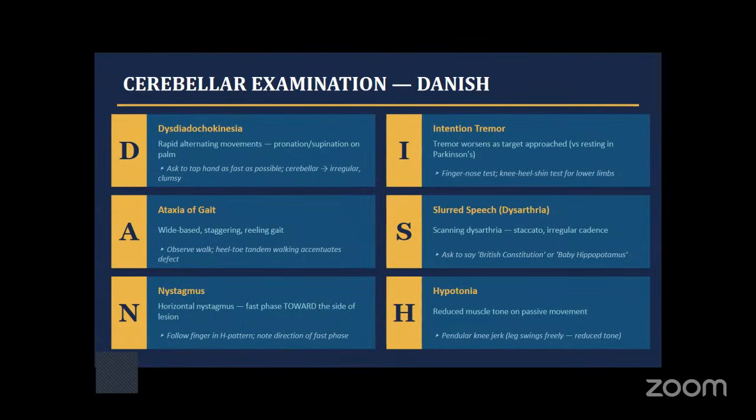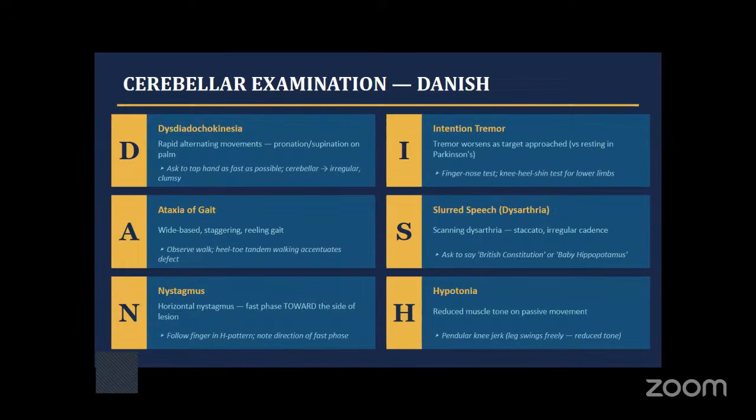The cerebellar examination is shortened by DANISH. So D for dysdiadochokinesia, rapid alternating movements of pronation and supination on the palm. And in this case, you're just assessing, first of all, for the ability for the patient to do it. We usually start with the dominant. If the patient is right-handed, we will start with the right hand first and see if the patient can do it. Then can they do it accurately? We're also looking at the speed to which the patient is doing it and to assess for impairment.